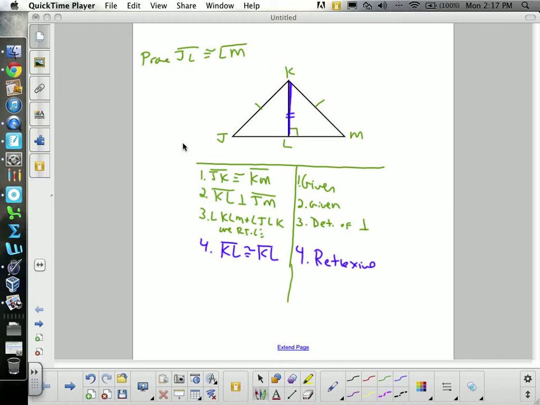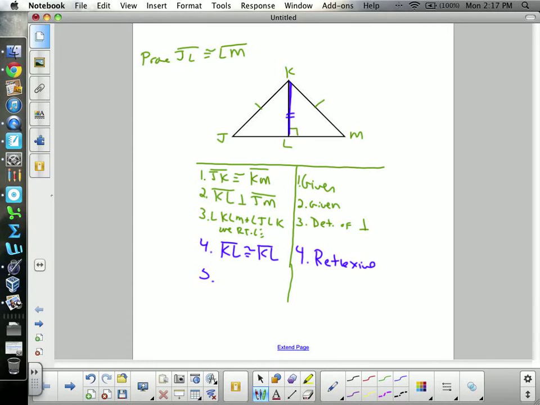Are right angles. They are right angles. So triangle, and now order does matter, JKL, is congruent to triangle MKL. Sorry. And the reason was HL.